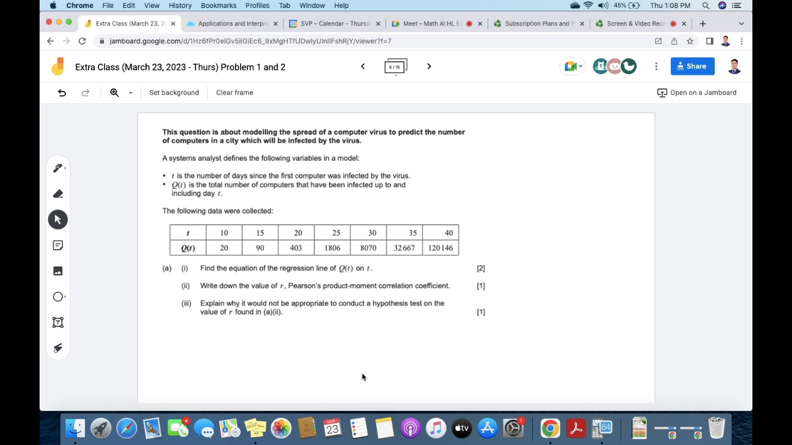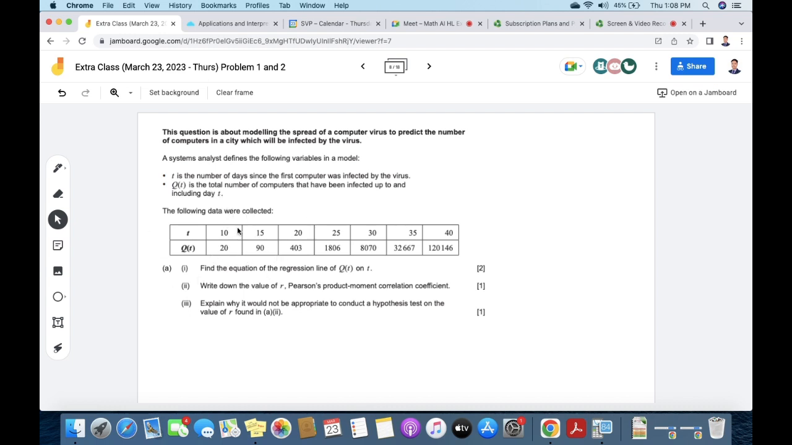All right, let's start. This situation talks about the number of days it takes for computers to be infected by a virus. T talks about the number of days, while Q of T talks about the total number of computers that have been infected given a specific amount of time, in days.